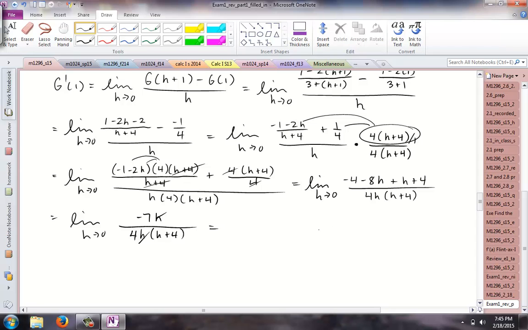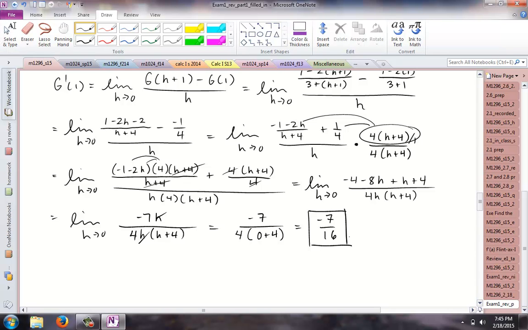So now we can just go ahead and plug in h equals 0. So we have negative 7 left on the top, and then a 4, plug in h equals 0 for that lone h that remains, and we get a result here, negative 7/16. Questions? When is it okay to drop the limit notation?